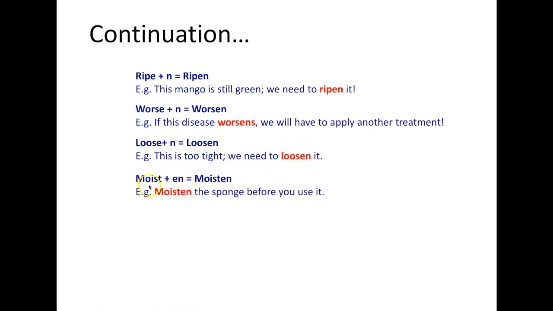Okay, and then we have the adjective moist, and then we add en and we get moisten. Okay, moisten. We have to understand that the T here is silent. So we don't pronounce the T, we say moisten. Okay, so the example is, moisten the sponge before you use it.